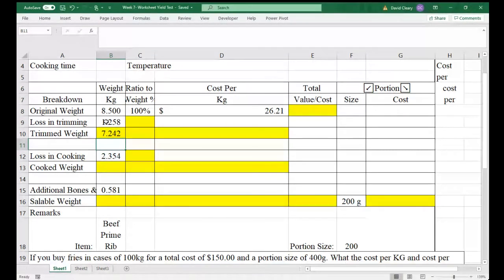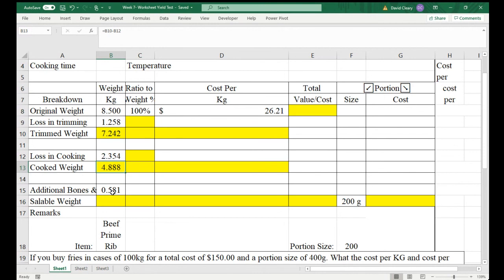So we've trimmed up our prime rib. It's ready to be marinated or whatever. We slather on some marinade, and then we put it into the oven. We're going to have some loss in cooking, so that's volume leaving the prime rib, either fat rendering out or other juices evaporating. If we take the trimmed weight and subtract the loss in cooking, we get the cooked weight. In this case, the cooked weight is 4.888 kilograms.